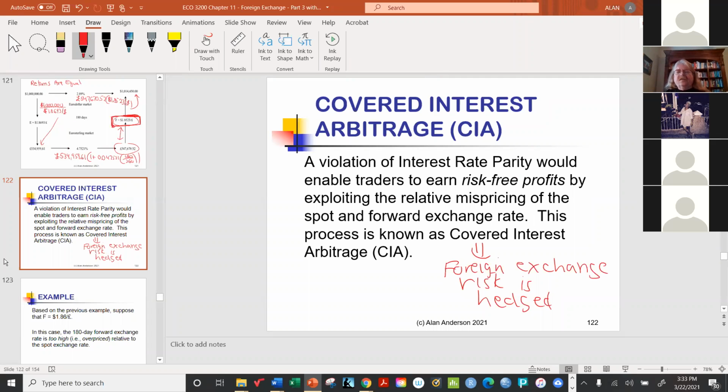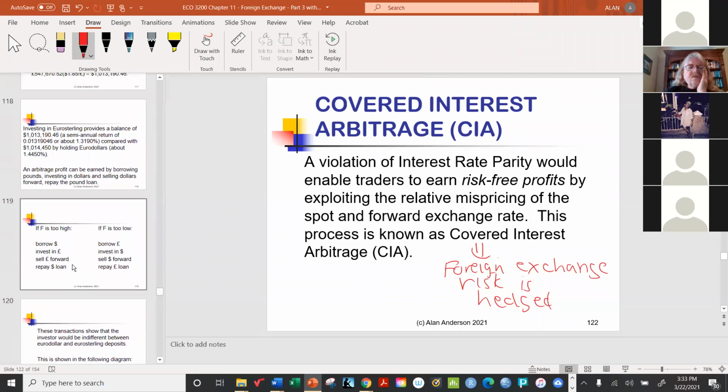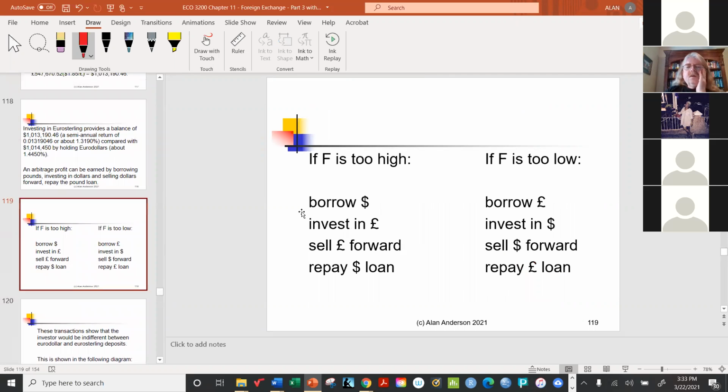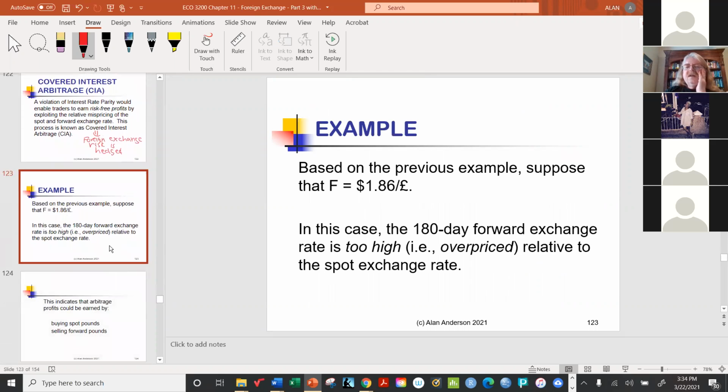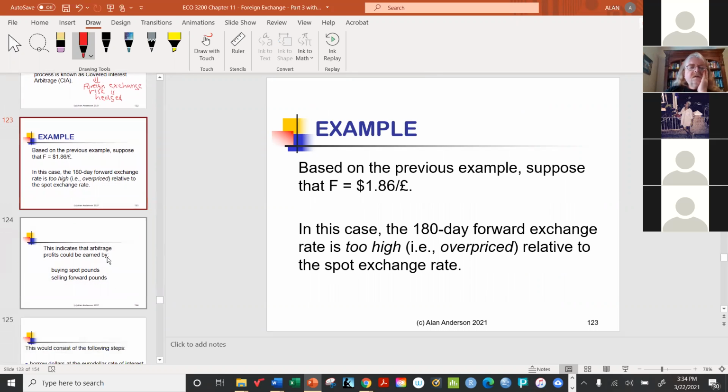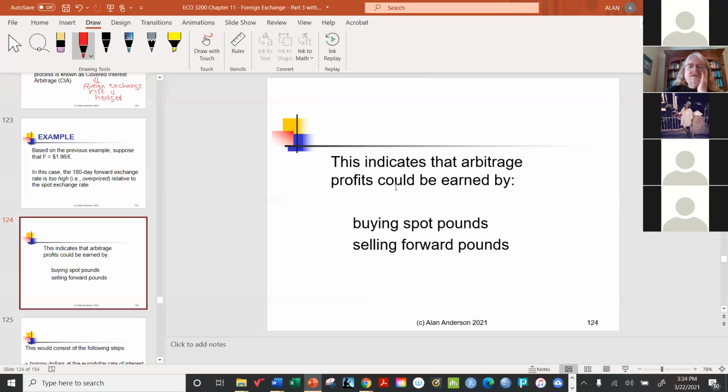Now, here's our first example. We saw earlier that if F is too high, we'll borrow dollars, invest in pounds, sell them forward, and repay the loans. So here we have F equals 186. It's too high. All right, so what are we going to do? This is sort of a simplified version.